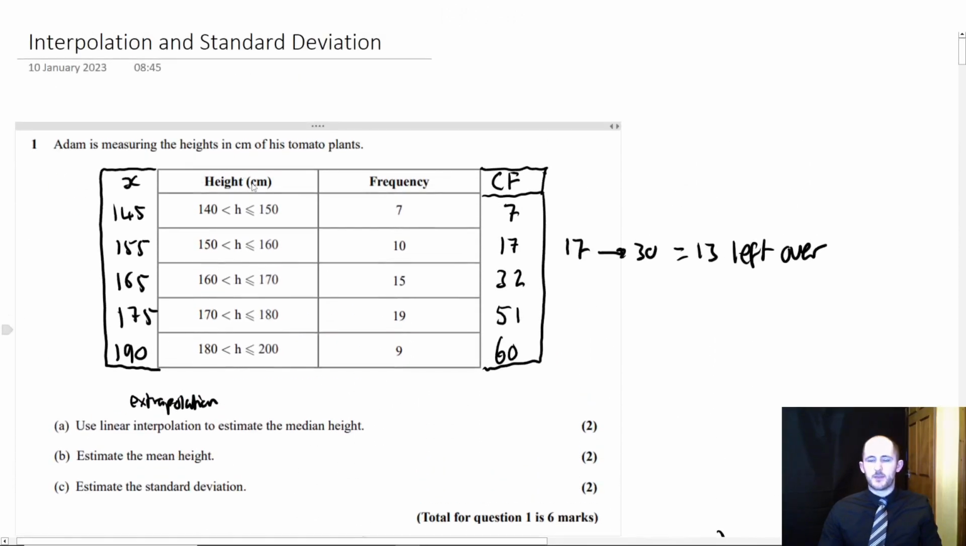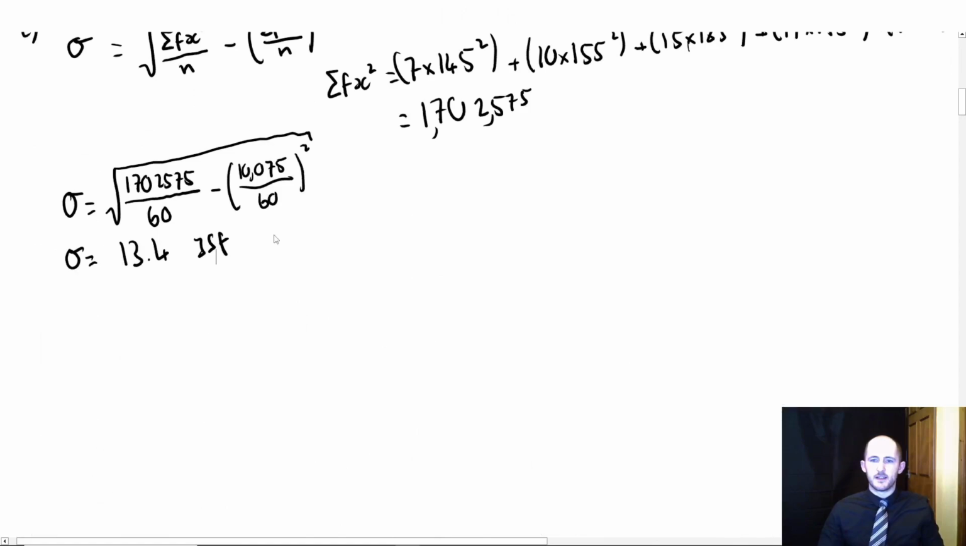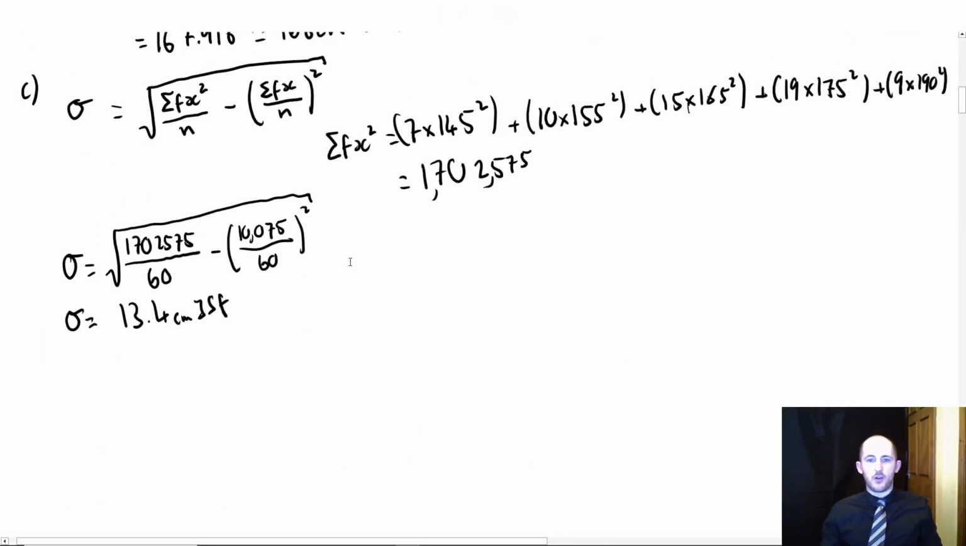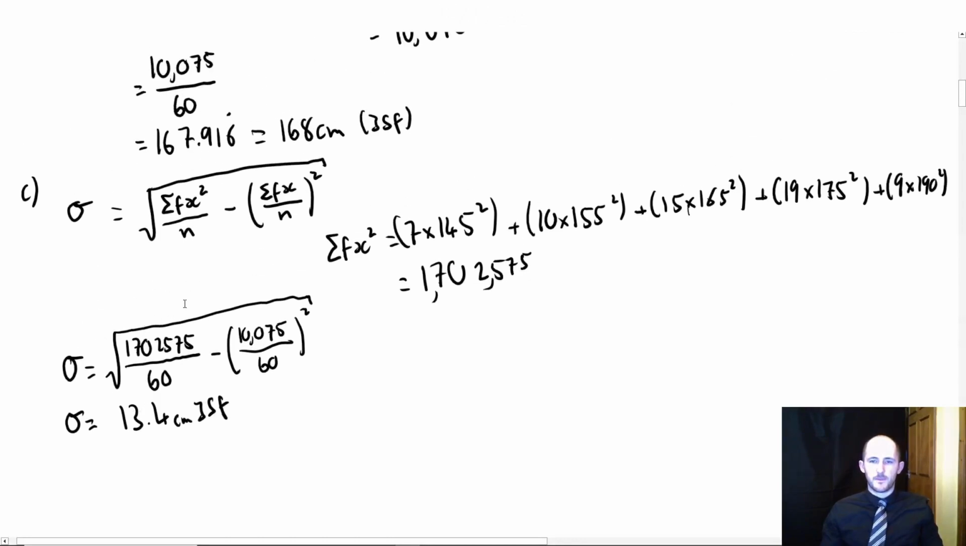The units would be the same as centimetres, because what they're basically saying, so if you want you can give it units of centimetres, is that on average, most of the data points are within 13.4 centimetres of 168 centimetres. That's where most of the data is. Not all of it, but most of it. Okay, so hopefully that makes sense.